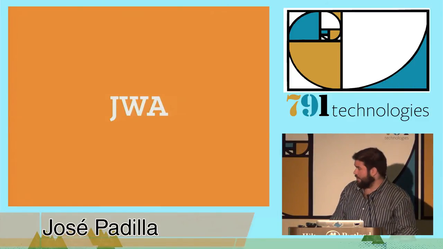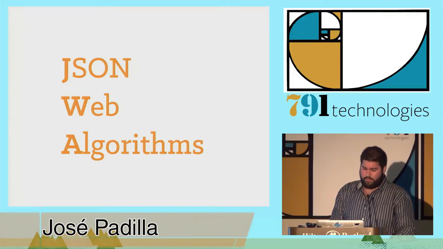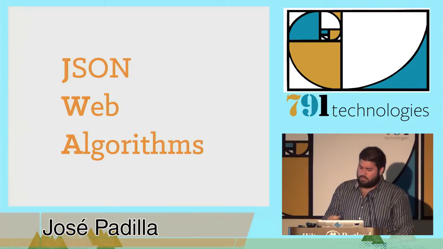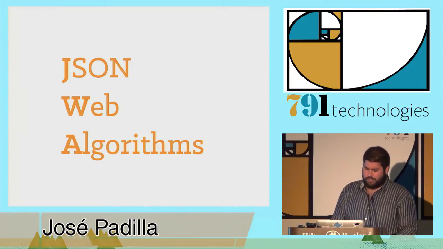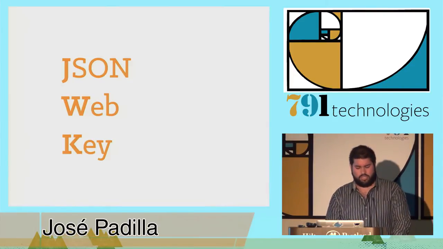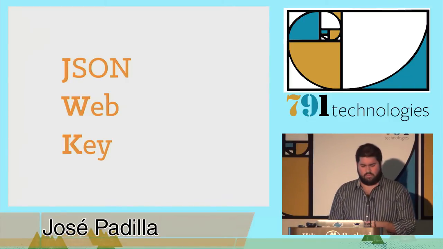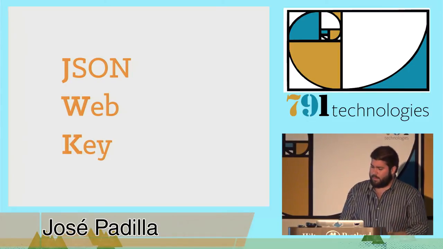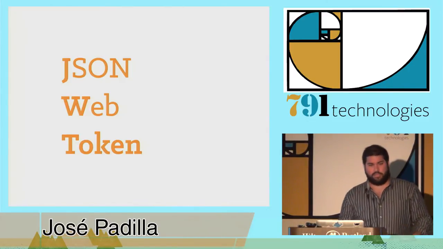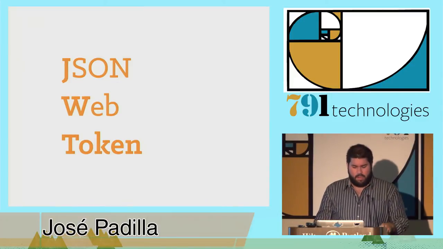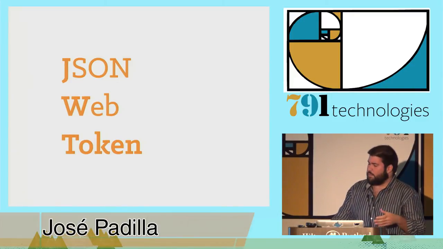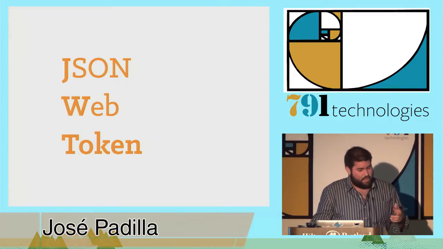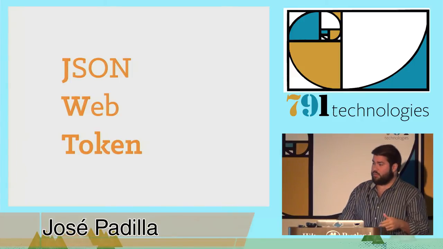So we have things like JWA, or JSON Web Algorithms, which registers cryptographic algorithms and identifiers that are to be used with the following specifications, like JWK, or JSON Web Key, which is a JSON data structure that represents a cryptographic key. And then we have JWT, or JSON Web Token, like I already said, that is a compact URL-safe means of representing a claim to be transferred between two parties. These claims can be digitally signed and or encrypted.